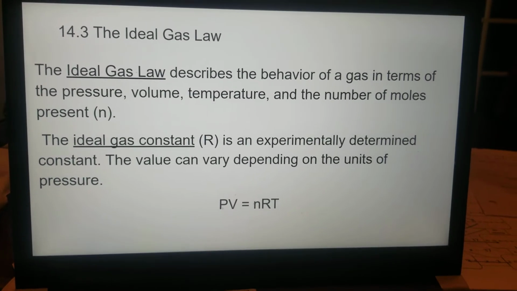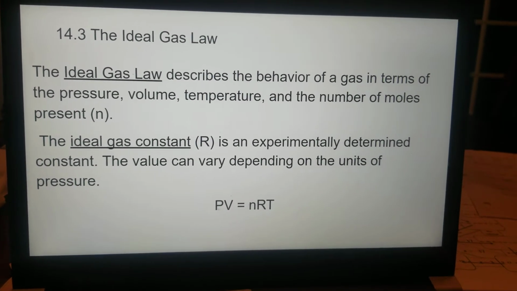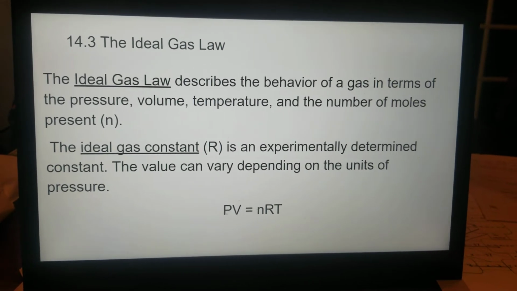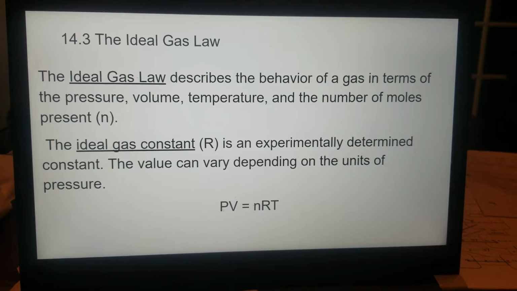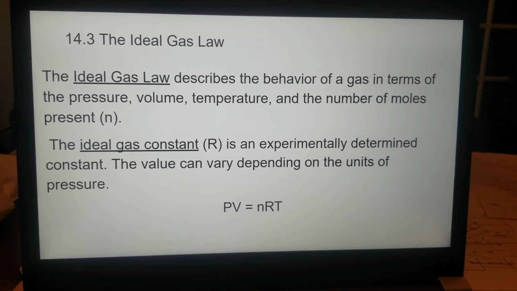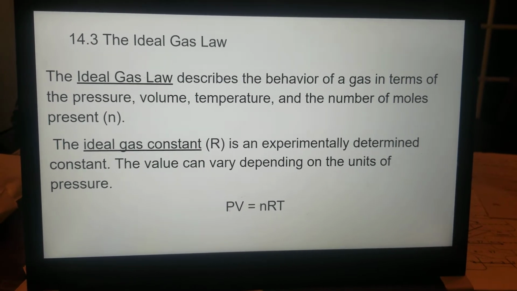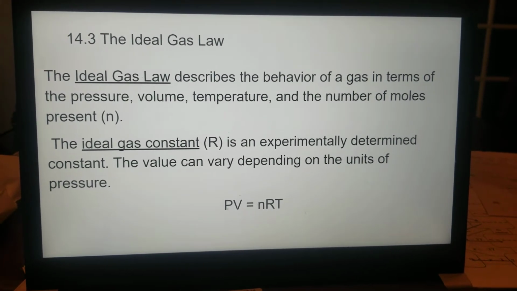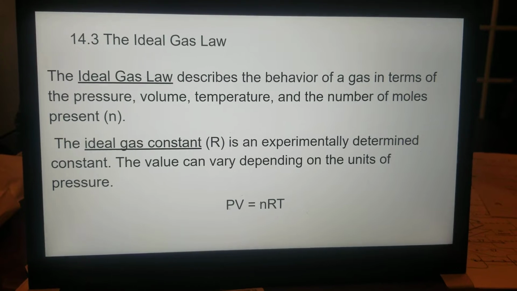Okay, guys, here we go. This is our last section of our gas law unit. This is called the ideal gas law. The ideal gas law describes the behavior of a gas in terms of the pressure, the volume, the temperature, and the number of moles present, which is going to be represented by the letter N.